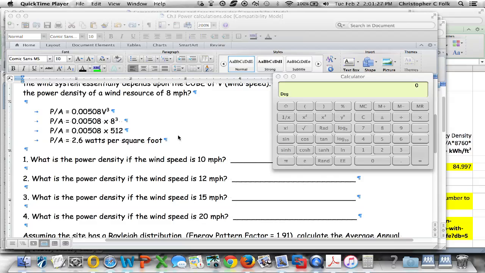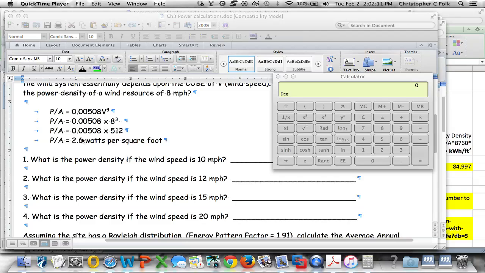Question number one was on the power calculations, and many of you struggled with the wind velocity raised to the third power. Notice in the example in the instructions shown here that we had 0.00508 v cubed. The fact that the v cubed is right next to the 0.00508 means they are multiplied, as shown in this second line. And finally, we cube the 8. 8 times 8 times 8 is 512. When multiplied times the 0.00508, we end up with 2.6 watts per square foot.